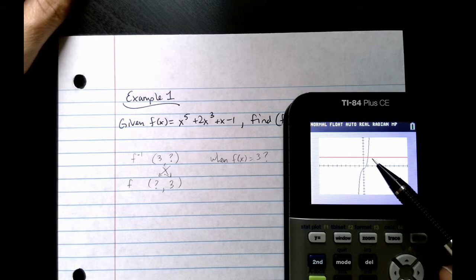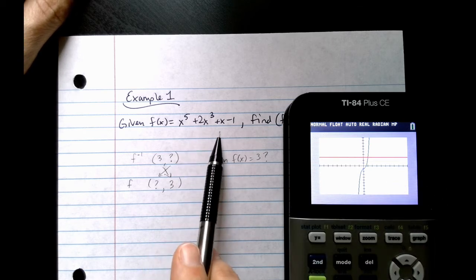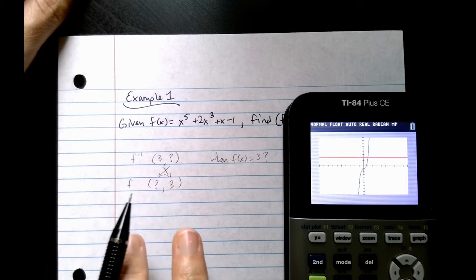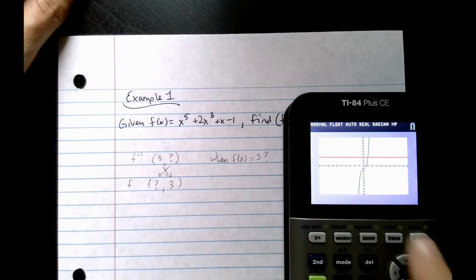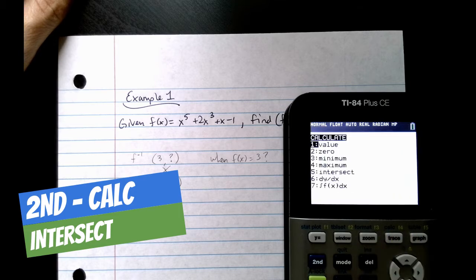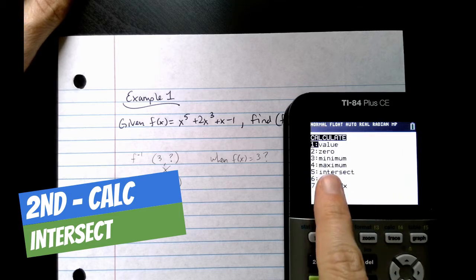I'm interested in that exact point there. I want to know what input gives me an output of 3. Setting this equal to 3, the easiest way is to use the calculator. There are probably algebraic ways to solve it, but this is the fastest way. So now I'm going to calculate the intersection. I'm going to go second and then press the trace button to activate the calc feature, and go to intersect, number 5.